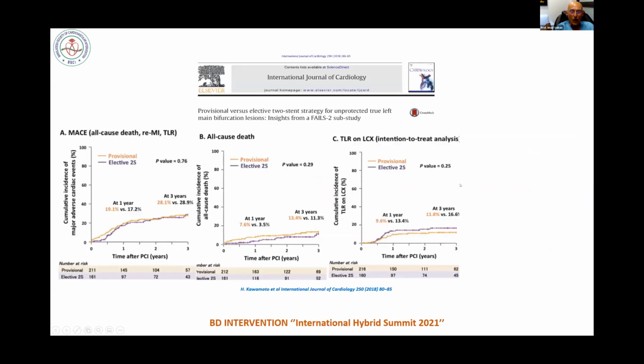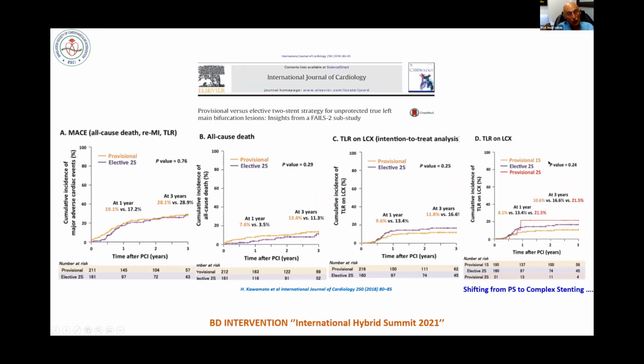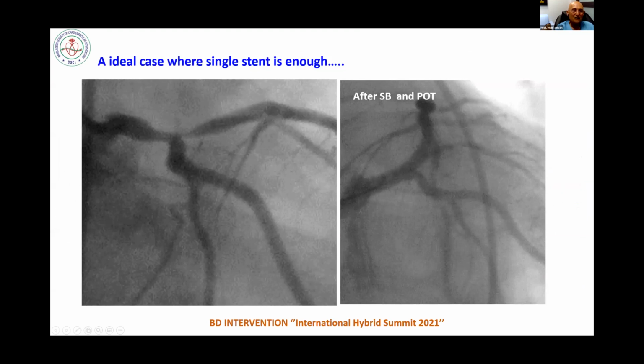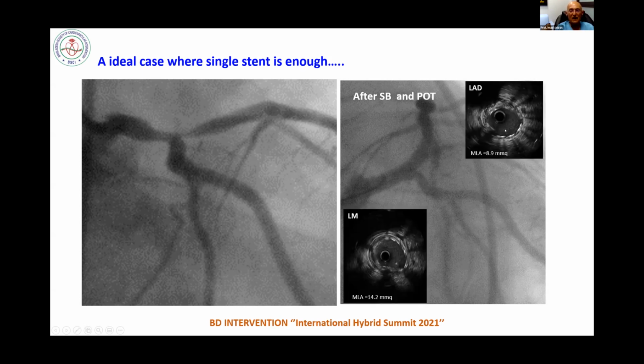And if we look at why you should do this, you see that if you are shifting from provisional stenting to a provisional two-stent technique, then you will have a higher probability of increased MACE in the long term. I think the ideal case where a single stent can be enough is this one. That means when you have a distal lesion without any involvement of the side branch, side vessel, and you can also see on IVUS after stenting, everything in place.